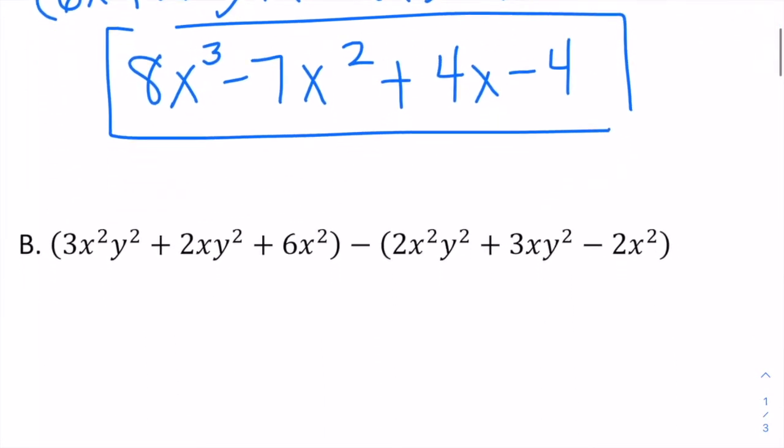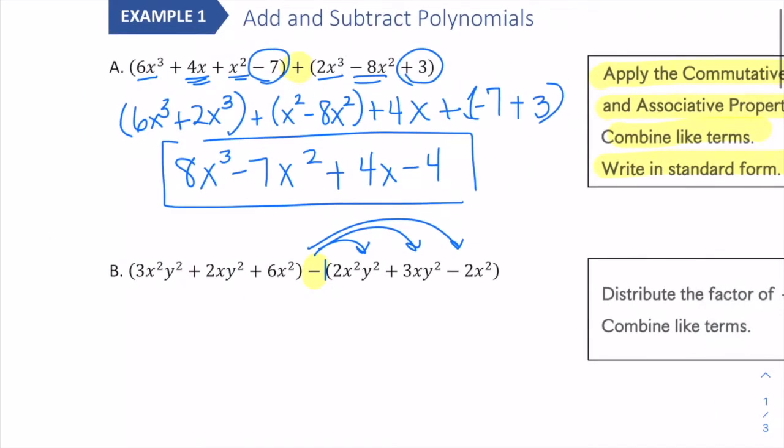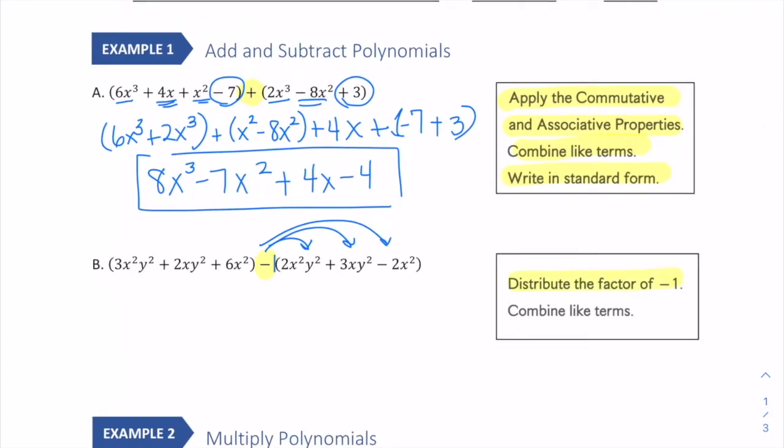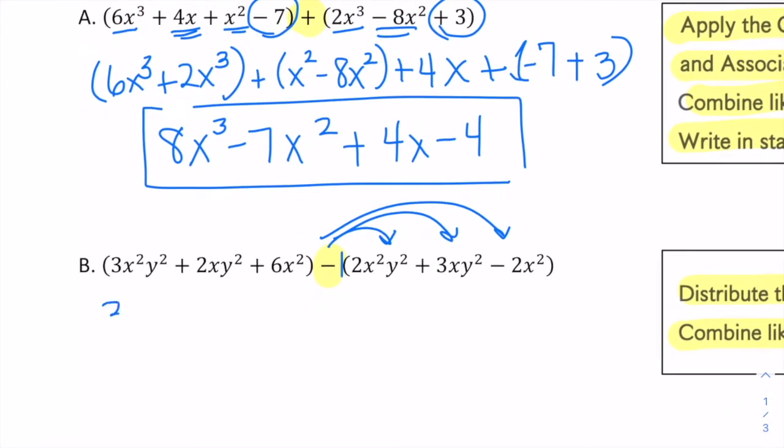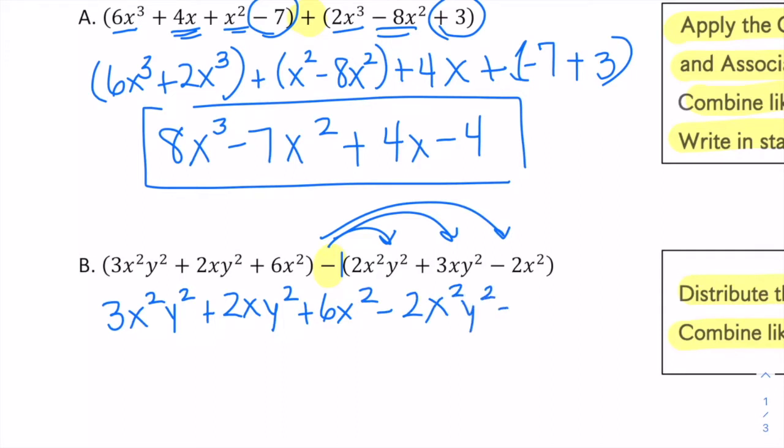All right, so whenever we have a subtraction, we have to make sure we're careful with this minus sign. Essentially, it means that we're going to be distributing that negative 1. We're going to multiply everything by negative 1 in here, and then we'll combine like terms. So I'm going to rewrite the first parenthesis here. We have 2xy squared plus 6x squared. And then multiply all of these terms by negative 1. So you have negative 2x squared y squared minus 3xy squared plus 2x squared.